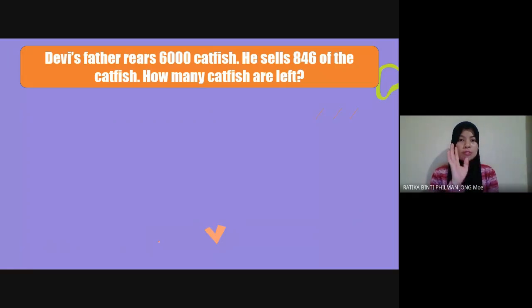Now, let us move to the next example. Okay, this is the question. Davis rears 6,000 catfish. He sells 846 of the catfish. How many catfish are left? Maksudnya dia membela 6,000 catfish. We read again and then we identify the information given, what is the information needed and what is the keyword. So dia belah 6,000 catfish. He sells, jual, 846 of the catfish.